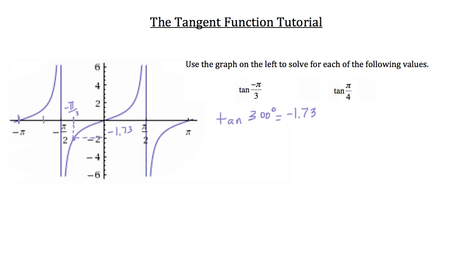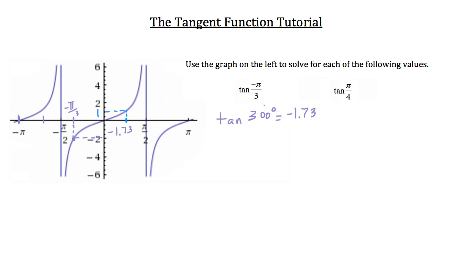Now let's take a look at the second problem, tangent of pi over 4. Well, we know that this right here is pi over 2. So pi over 4 is going to be half that distance. Half that distance is approximately right there. So if you were to travel up to where it intersected the graph, and then travel from there over to find your corresponding y value, you'd see that the corresponding y value here is 1.